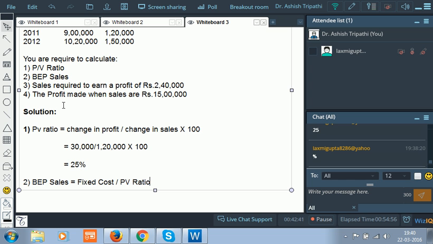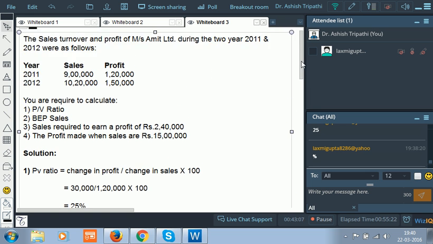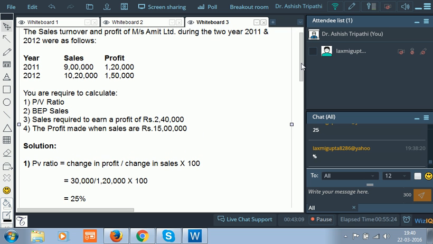But we won't be able to calculate this because in this formula we know only the PV ratio, we don't know the fixed cost. Fixed cost we'll have to calculate first. How to calculate fixed cost? Because until and unless we get fixed cost, we won't be able to calculate break-even sales. So now we will have to think how to calculate fixed cost. Let us see the question.